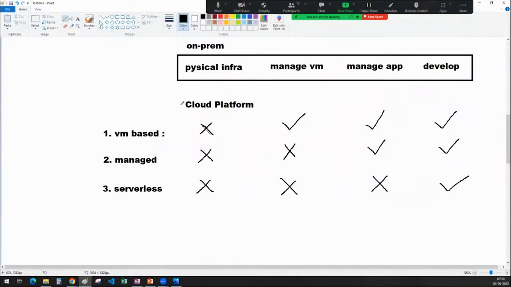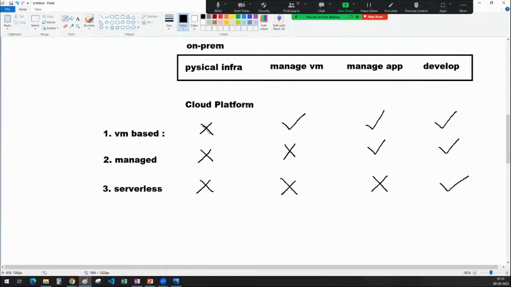That management of the physical infrastructure will be taken care of by the cloud platform. How, sir? We are already seeing some data centers, right? Google has its Google data center, Amazon has its Amazon data center, and that's where they are managing the physical infrastructure. Managing the virtual machine, managing the application, and developing an application will be on you when you go to the VM based services. If you go to managed services, physical infrastructure as well as managing the virtual machine will be taken care of by them. Only the application and its development will be upon you.